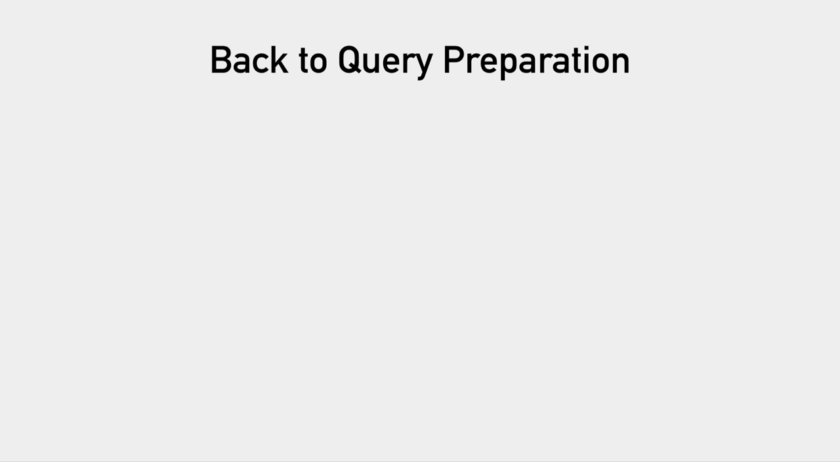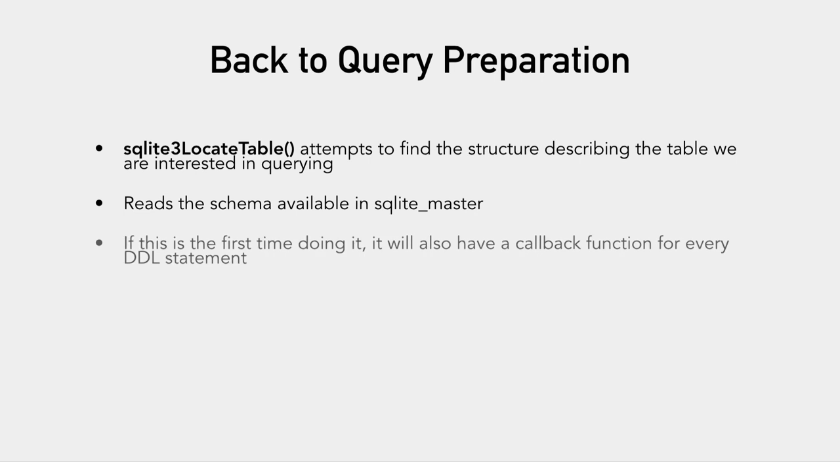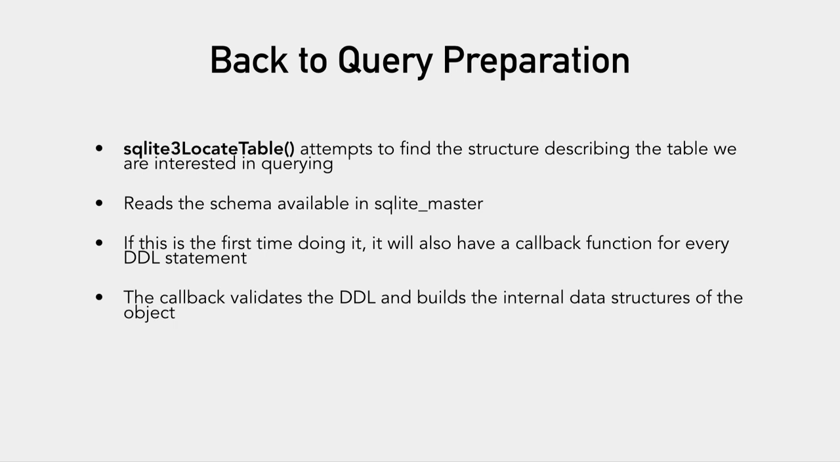So let's go back to query preparation for a second. We have SQLite locate table that attempts to find the structures describing the table that we are interested in querying. So it reads the entries available in SQLite master. And if it's the first time that it's doing so, it has a callback function for every DDL statement. This callback actually validates that the DDL is indeed valid, and it builds the internal data structures of the object.